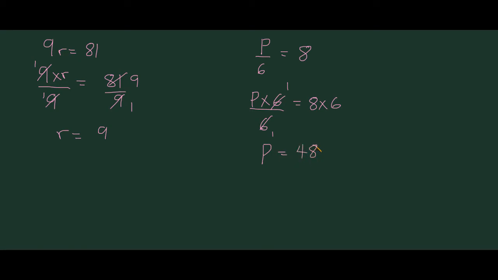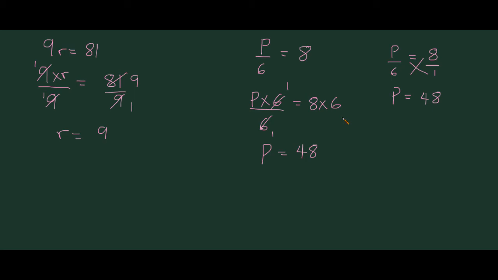Or the shorter form, we just write this as p over 6 is equal to 8 over 1, because 8 over 1 is still the same thing as 8, because 8 over 1 means 8 divided by 1, and that will still be 8. We cross multiply: p multiplied by 1, that's p, and 6 multiplied by 8, that's 48. We still get the same answer.